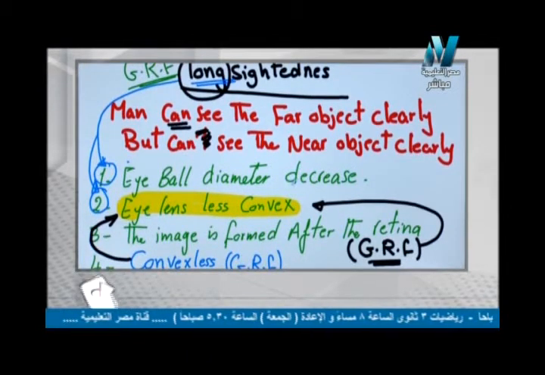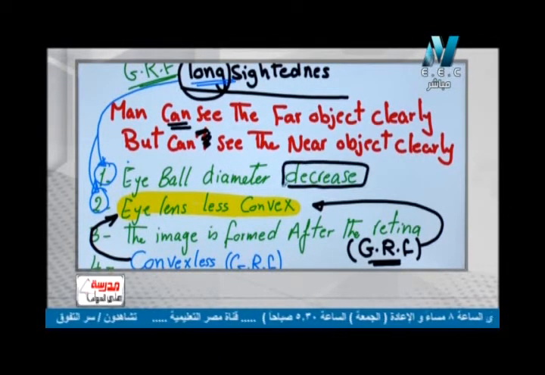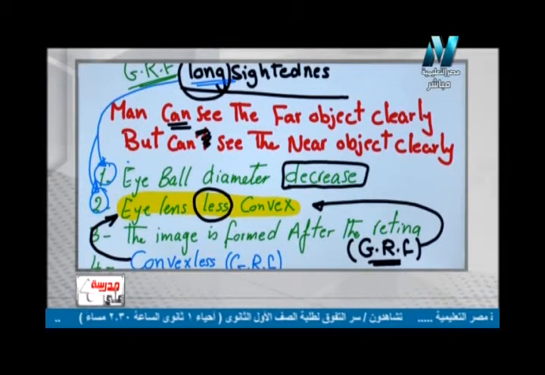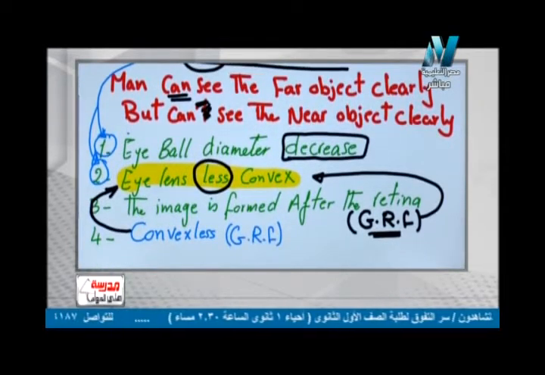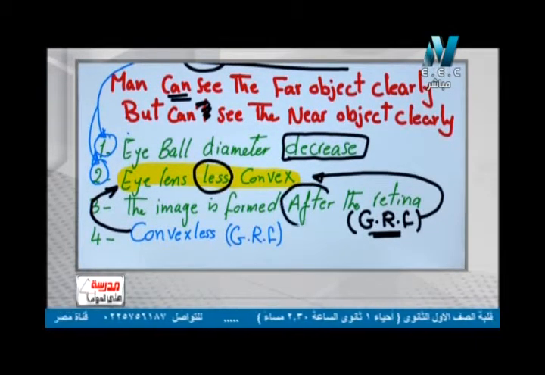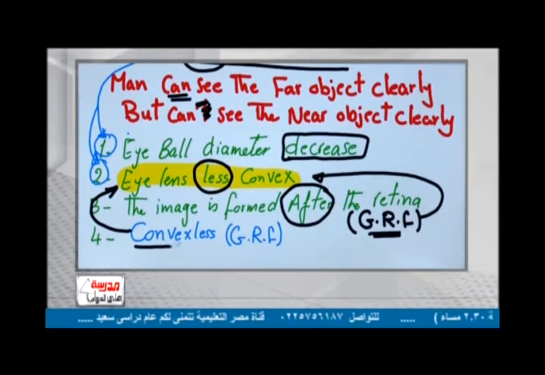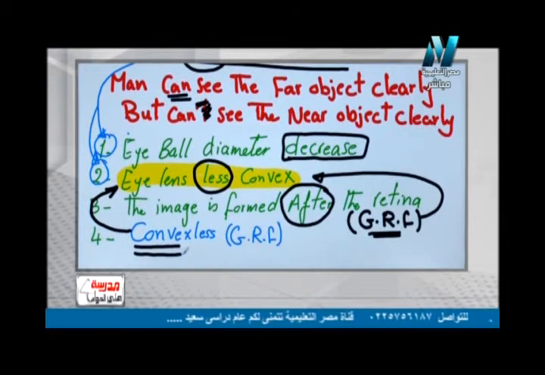Eyeball diameter, instead of decrease, it will be increase. So the eye lens is less convex. No, more convex. So the image is formed before the retina, or in front of the retina. So we treat this person by what? By concave lens. And we will answer these give reasons like the previous give reasons.